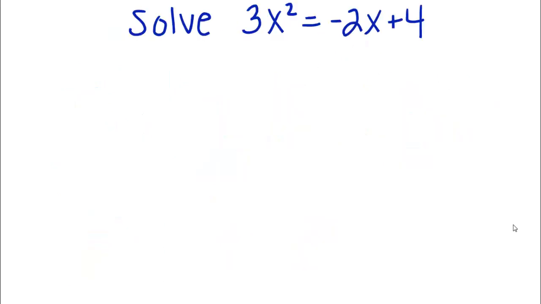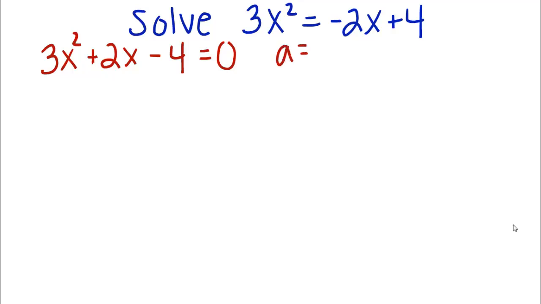Let's see how complicated it might get. Again, we can't use quadratic formula yet because we don't have one side equal to 0. But if we add the 2 terms on the right onto the left, or we move them over, we end up with 3x squared plus 2x minus 4 equals 0. A is 3, B is 2, and C is negative 4.